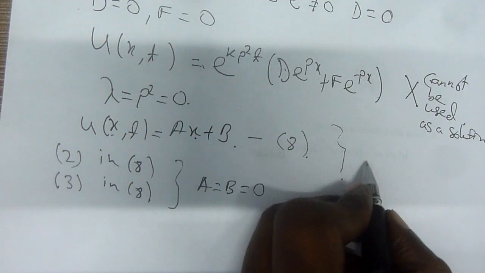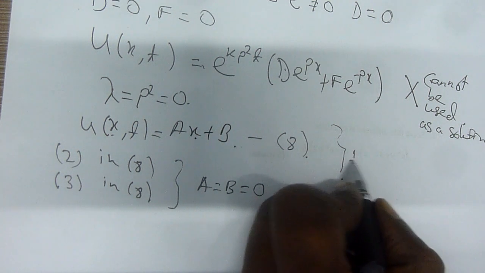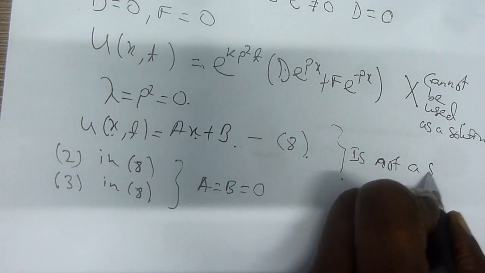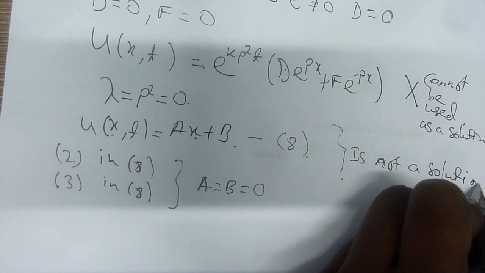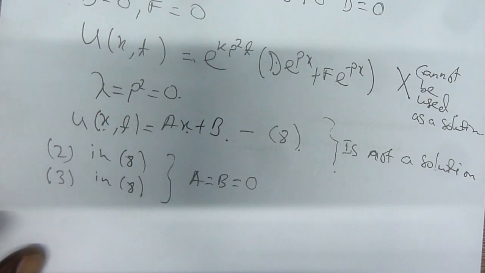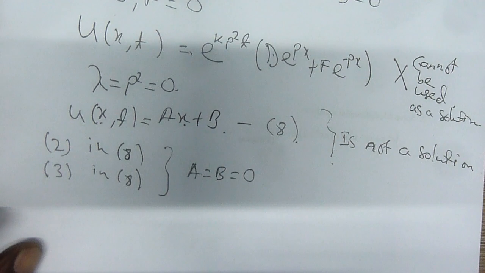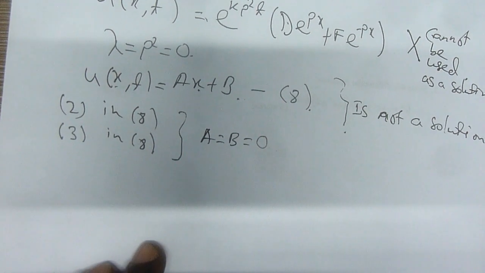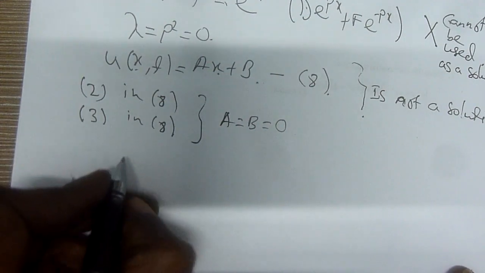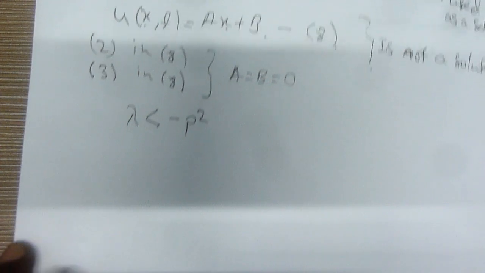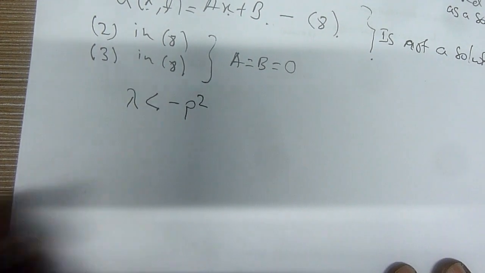Still, this one again is not a solution. This is not a solution. Now you know both equations cannot be solutions. Therefore, finally we have one more option to work with, which is negative P². With that, can I solve the equation?